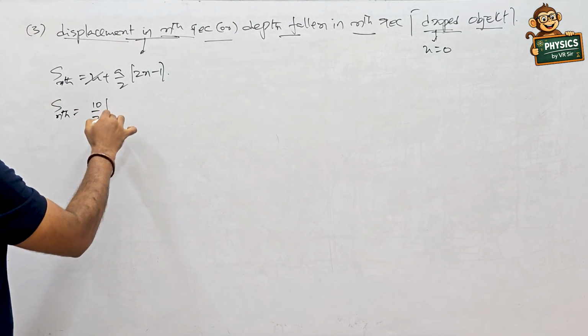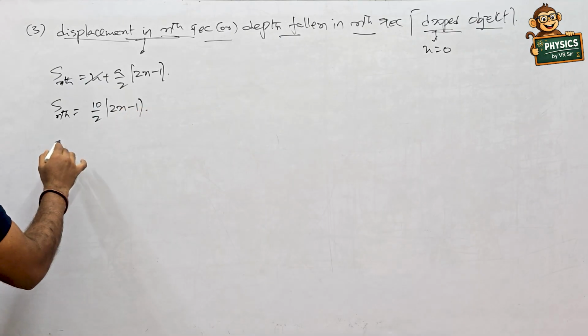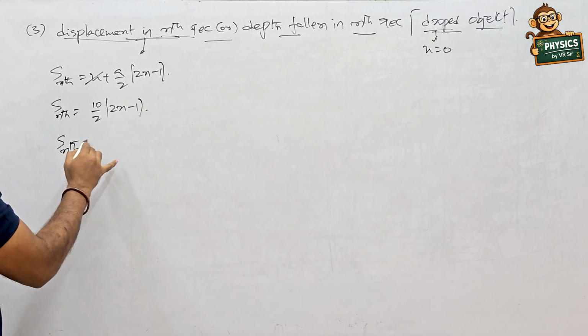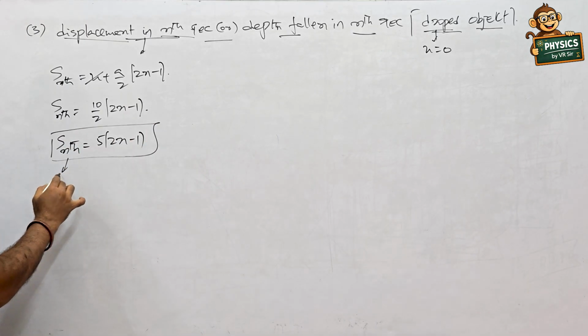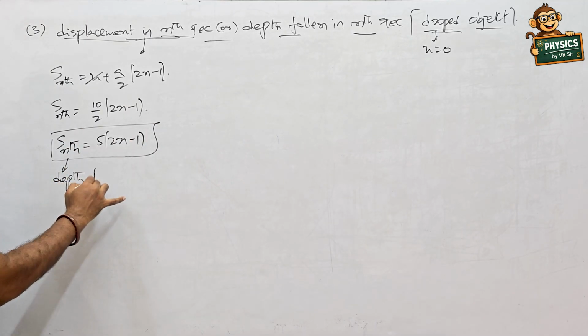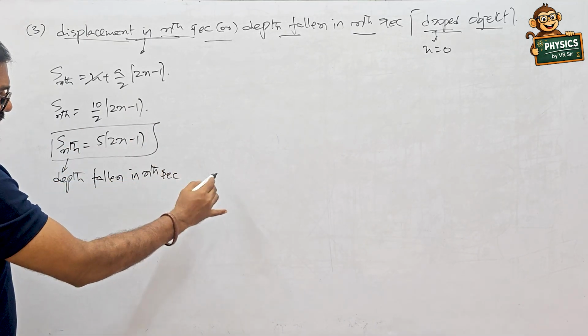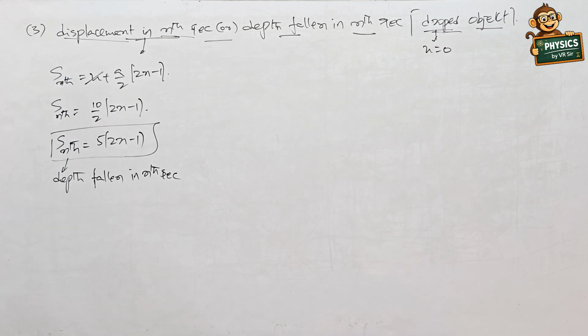Now how do you write? Acceleration is 10, so 10 by 2 into (2n minus 1). So S_nth is nothing but 5 into (2n minus 1). This is also called the depth fallen in the nth second, in case an object is dropped from some height, isn't it?